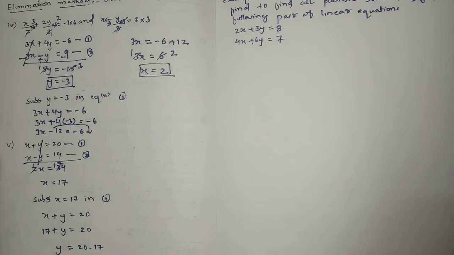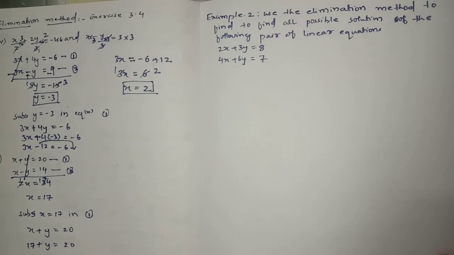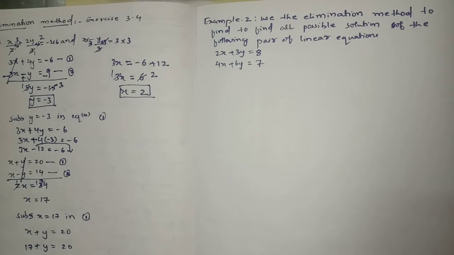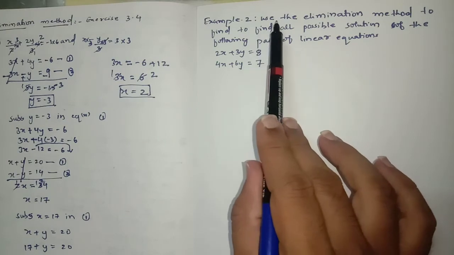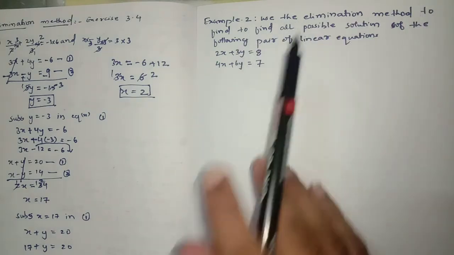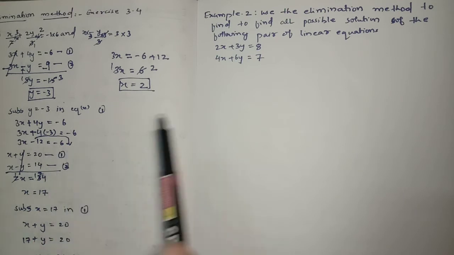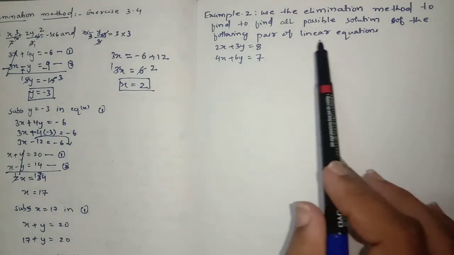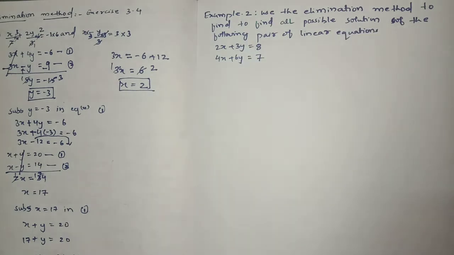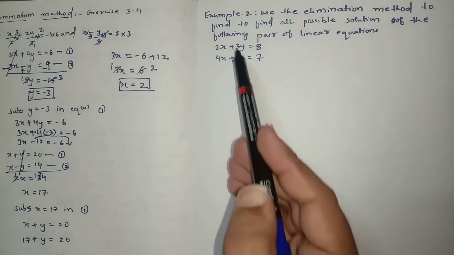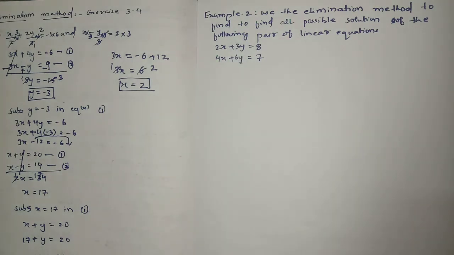Now we'll solve one example, that is example number 2. Let's do it. Example number 2 is use the elimination method to find all possible solutions of the following pair of linear equations. Two linear equations are given. We have to find the solution of the pair of linear equations. Solutions are, we know, x and y. Let's do it.